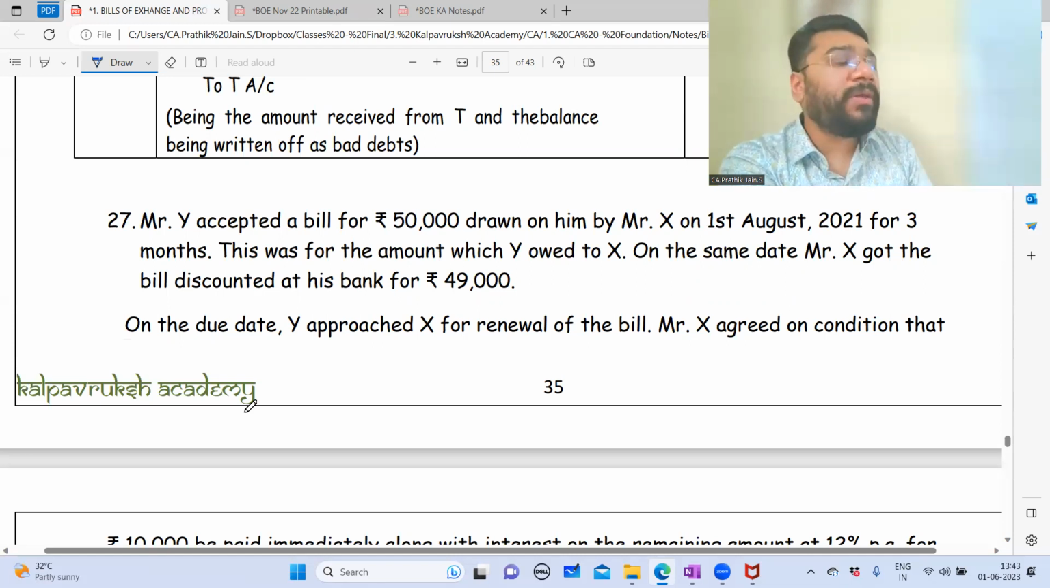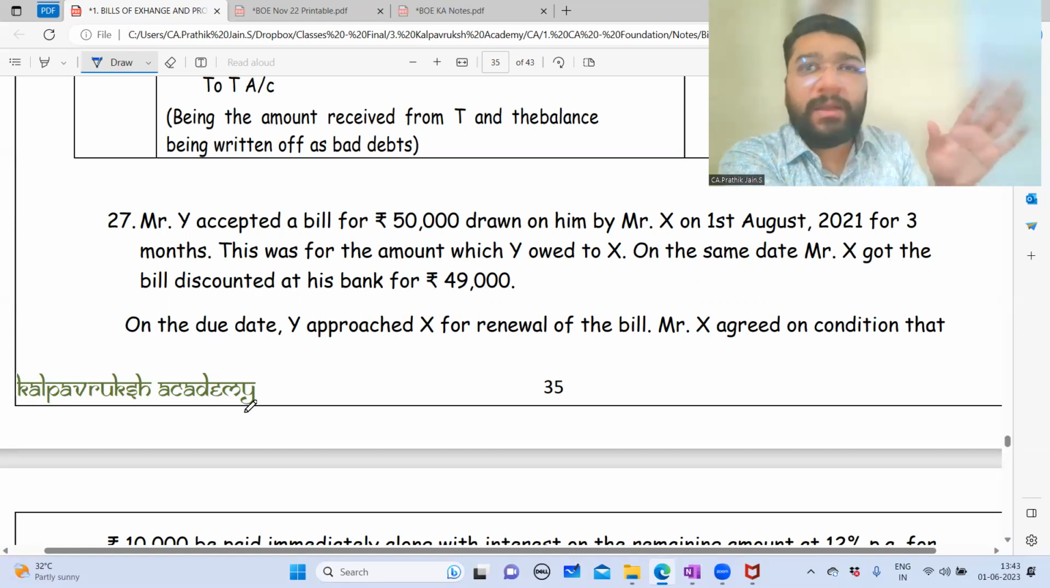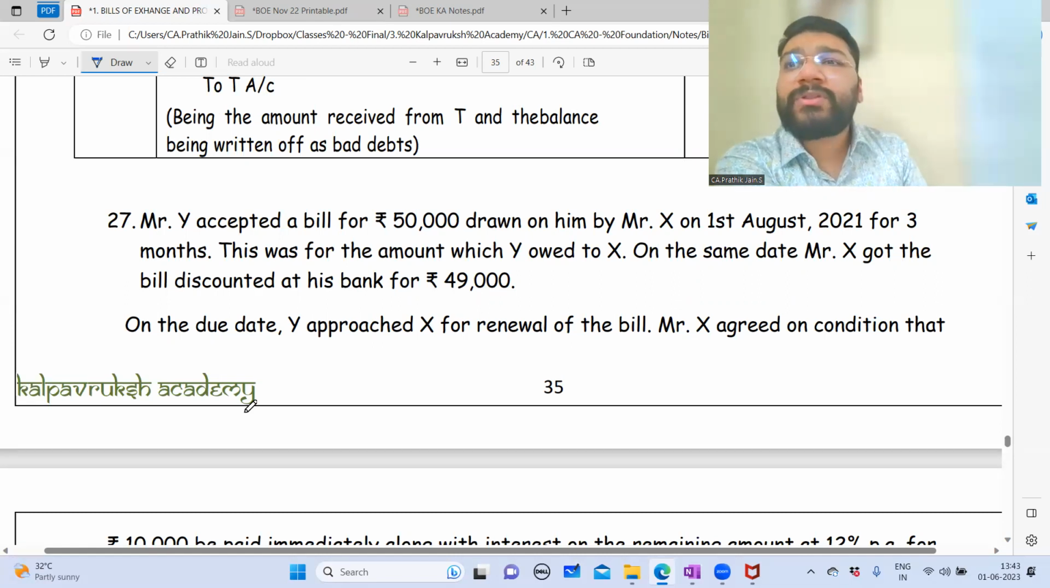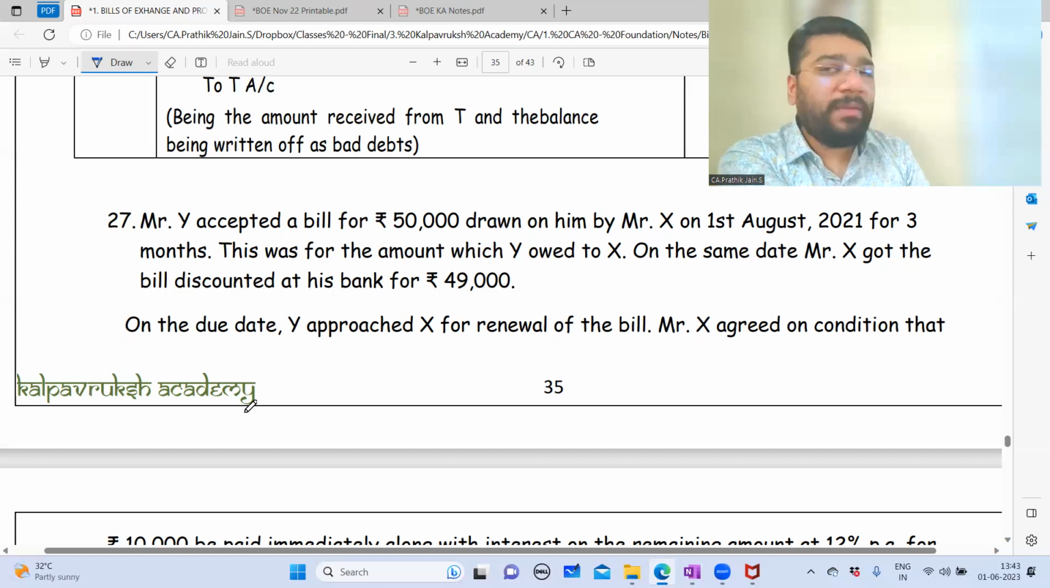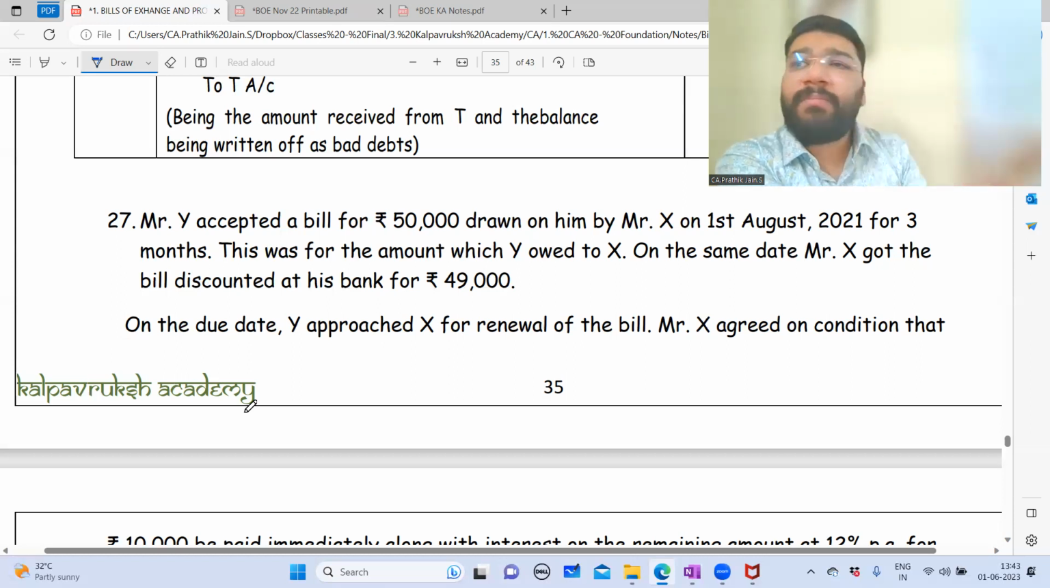Next class, we're meeting on Saturday morning. Saturday morning, we should be done with this. And Saturday evening, we should start with average due date, which is the next chapter. So Saturday, we're having morning and evening both. Today evening, I'm not having it because I have a program with the Inter students where I'll be discussing articleship. So you will also get time today and tomorrow to finish the balance questions.